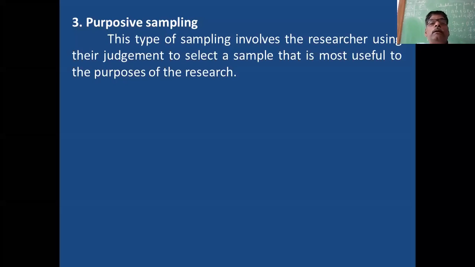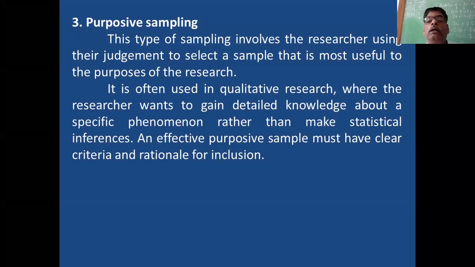So this type of sampling involves the researcher using their judgment to select the sample that is most useful to the purpose of the research. Whatever the purpose of the research is, for fulfilling their purpose, they collect the information from the related people. That is called purposive sampling. I gave three examples: failed students, blind students, then children.